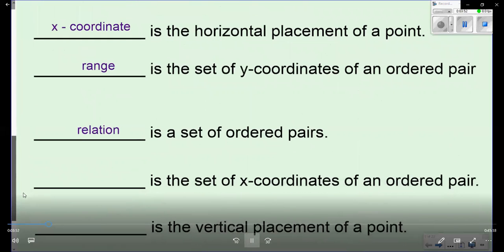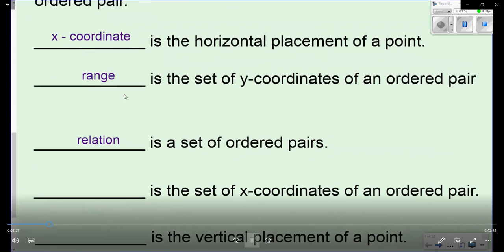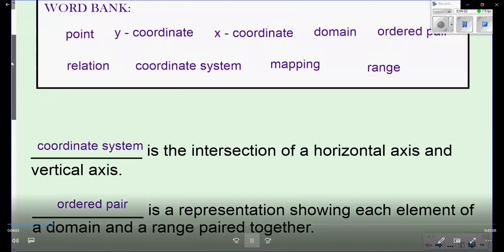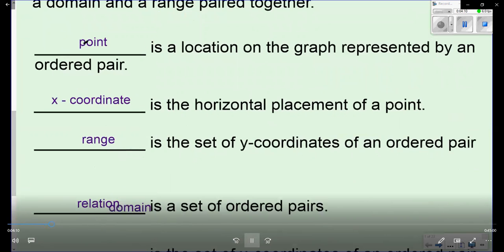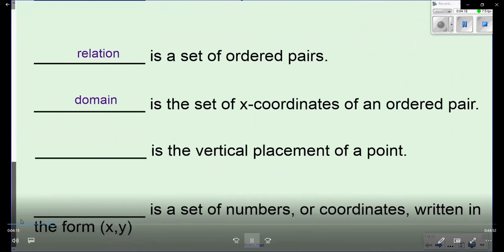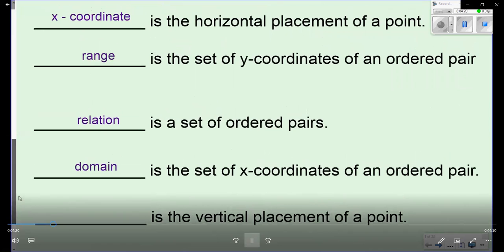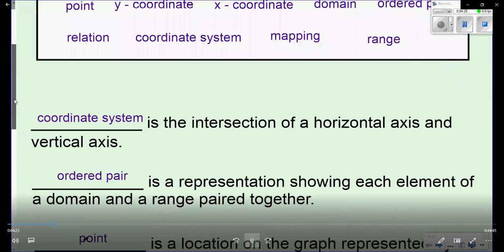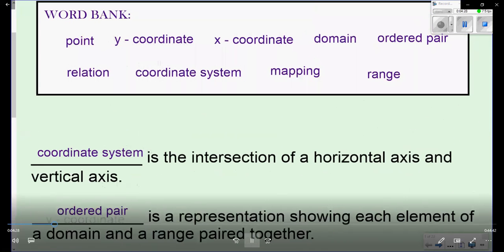Next one is a set of x coordinates of an ordered pair. You already know that the range represents the y coordinates, so the x coordinates are also called the domain. We got domain and range, the x and y. And the next one is the vertical placement of a point. You already did the horizontal placement of a point, which is the x coordinate. The vertical placement of a point is the y coordinate. You have the x, you have the y.